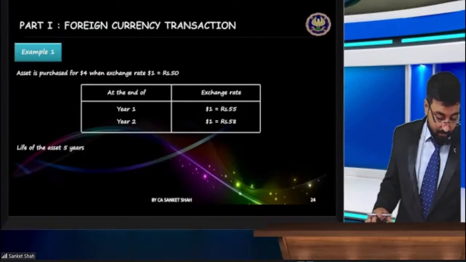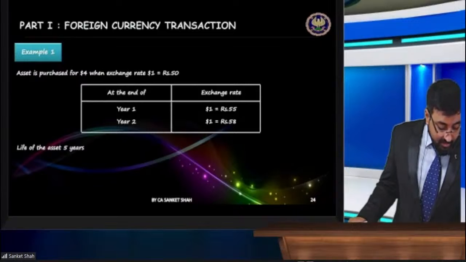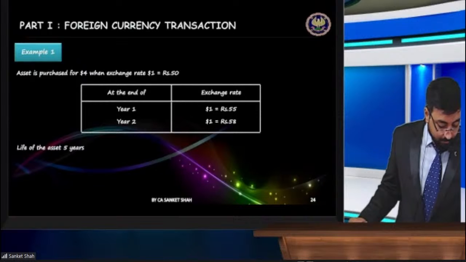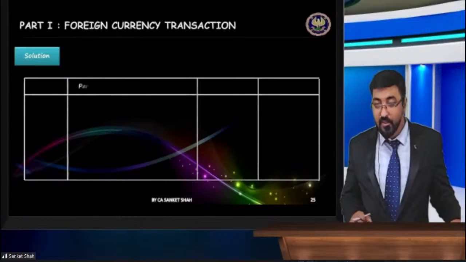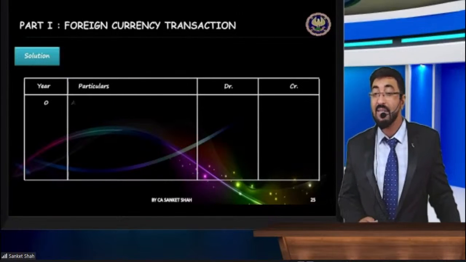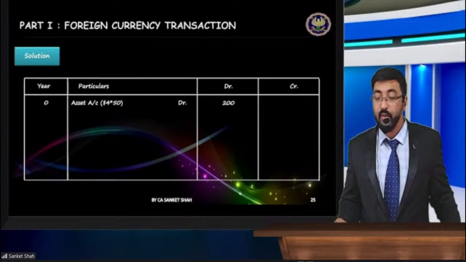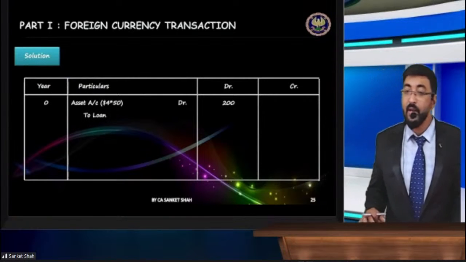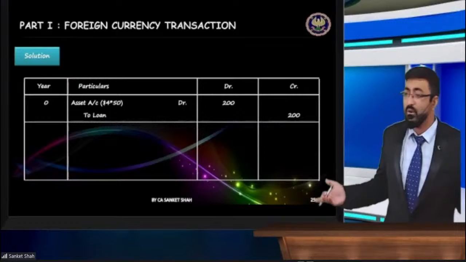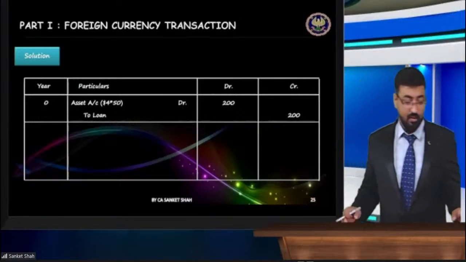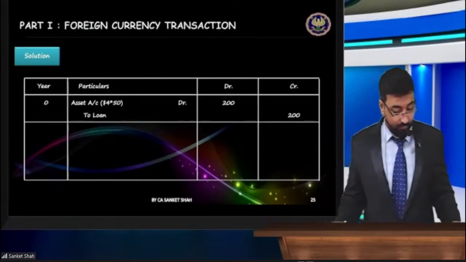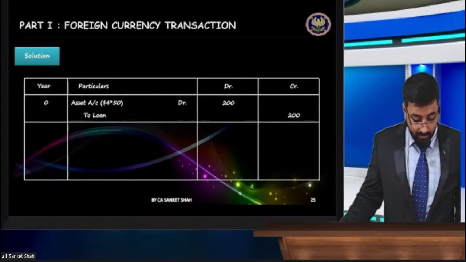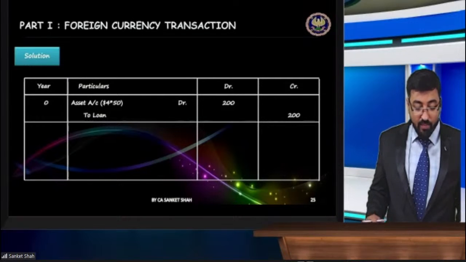No, beta, it is not purchases. Janki, yes, you are correct, beta. Janki answers quickly. Asset account debit $4 into 50 to loan account. We can say it is like loan or creditors. Asset to creditors, or we can say it as loan. So asset account debit to loan.